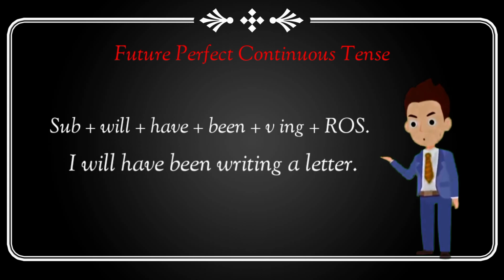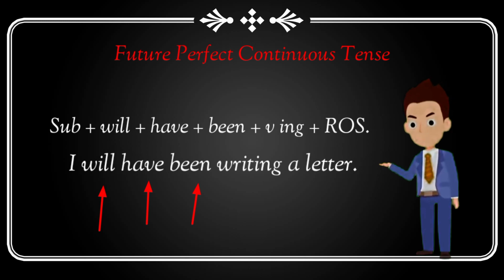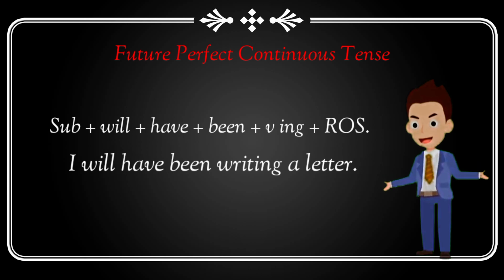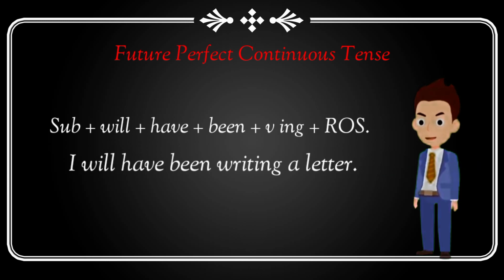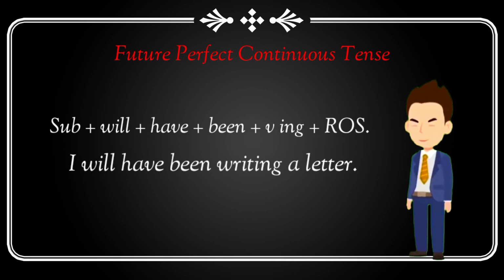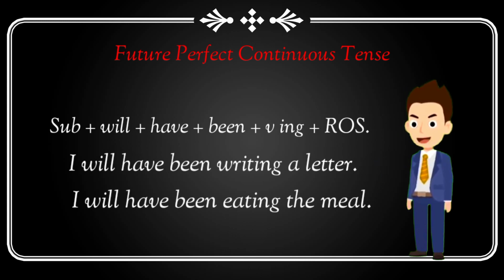Here we have three helping verbs: will, have, been, and writing is a present participle, the verb ing form. A letter is the object. I will have been, or sometimes we say been and been, both are right. I will have been eating the meal.